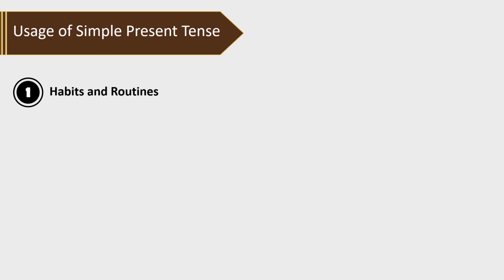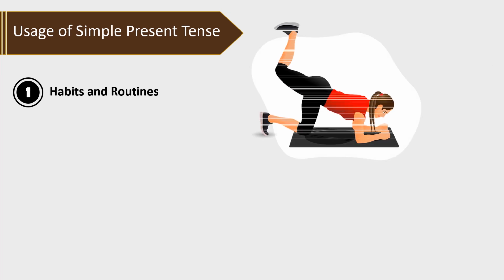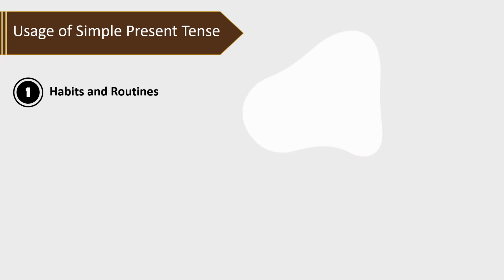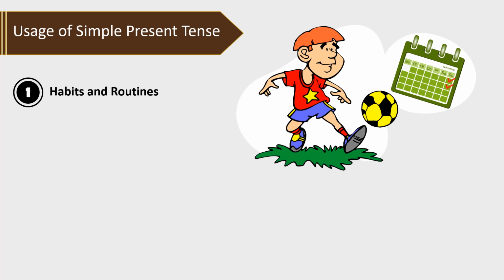Habits and routines. We use simple present tense to talk about something that happens regularly. For example, I wake up at 7 a.m. every day. She goes to the gym on Mondays. They play football every weekend.